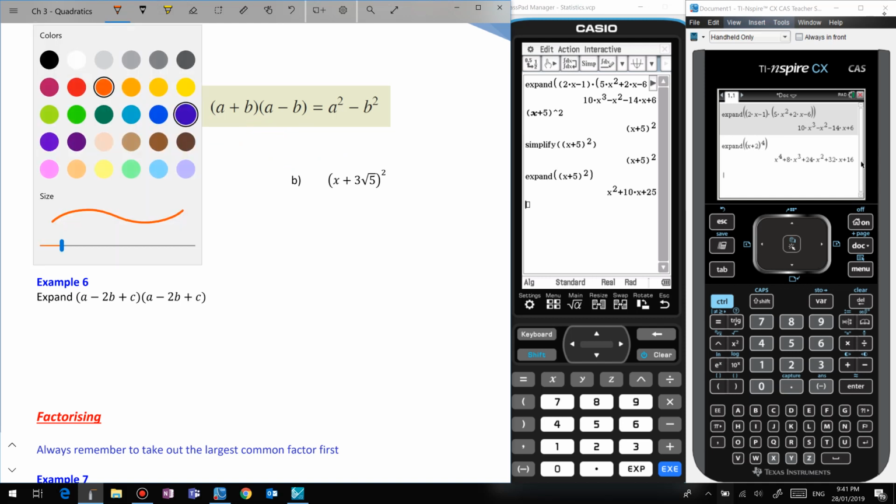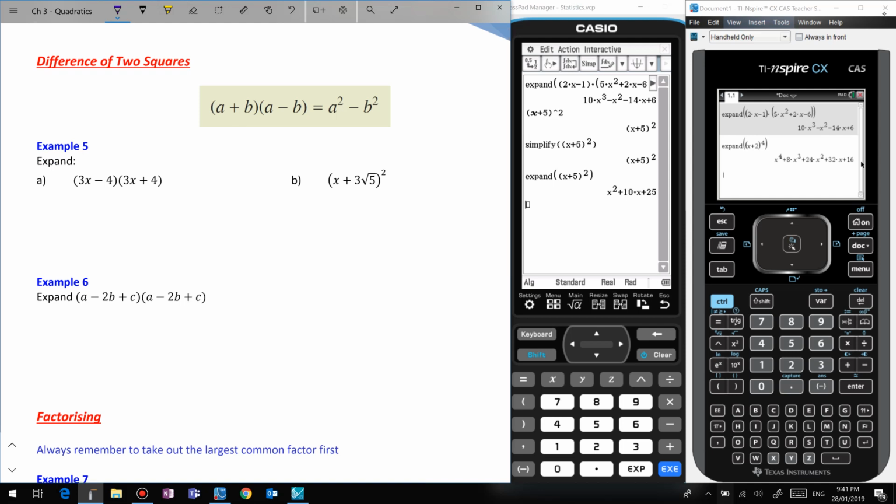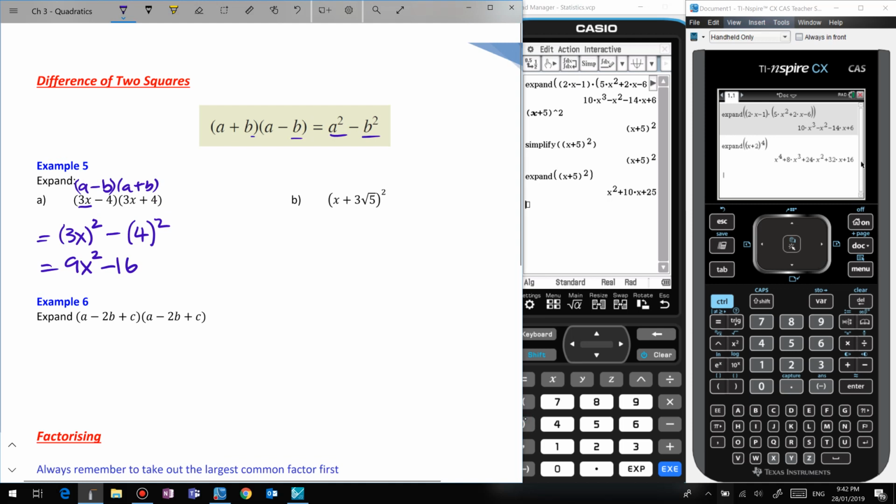So we can use this information when we expand or when we factorize. So in this case here, I've got a minus b, a plus b. That'll become a squared minus b squared, so I'll have 3x squared minus 4 squared. Oops, that squared should be on the outside. So I get 9x squared minus 16. That's it expanded.